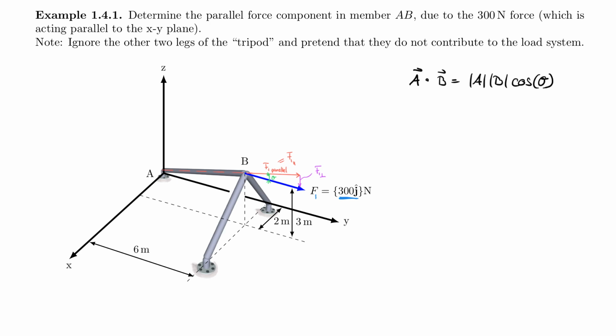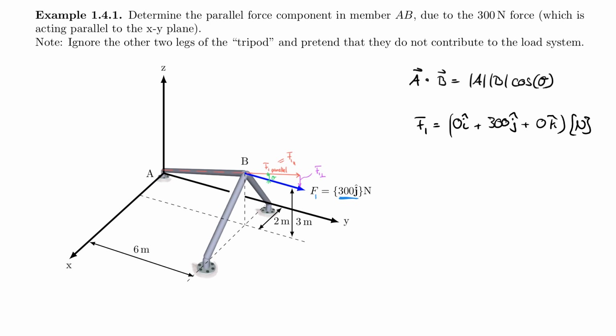But the question is, how does this apply in this case? So in this case, we have two vectors. We have a force and a position vector. So my force F1 is already given to me, but I'm going to write it out anyway. So F1 is nothing else than 0 i hat plus 300 j hat plus 0 k hat. And this is given in newtons in this case.